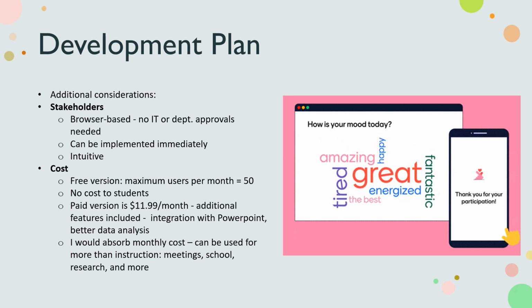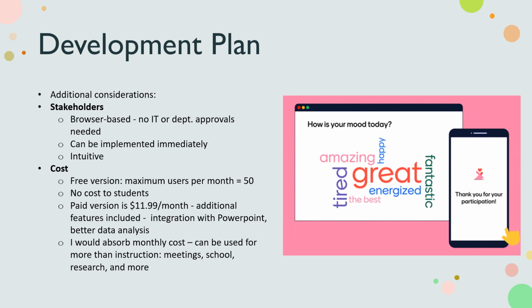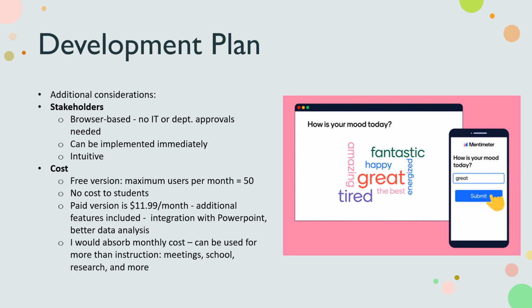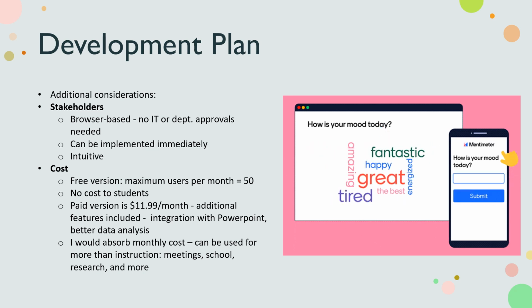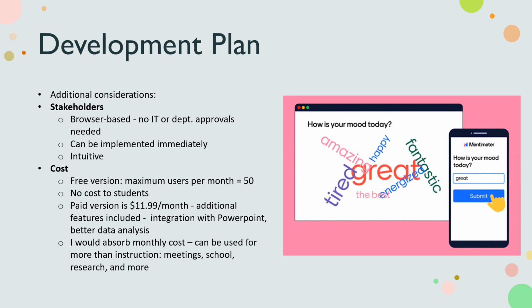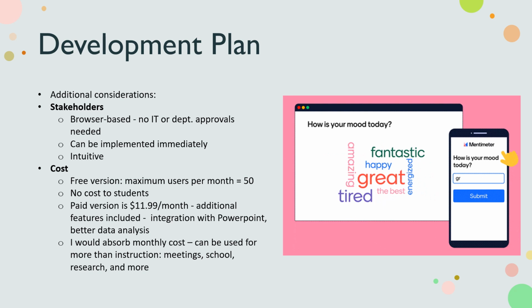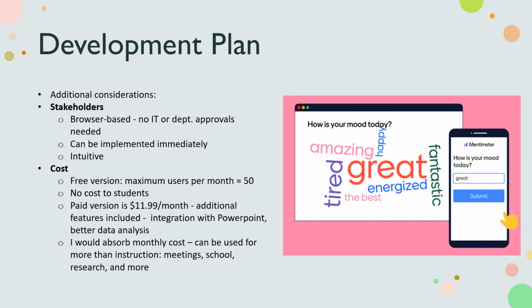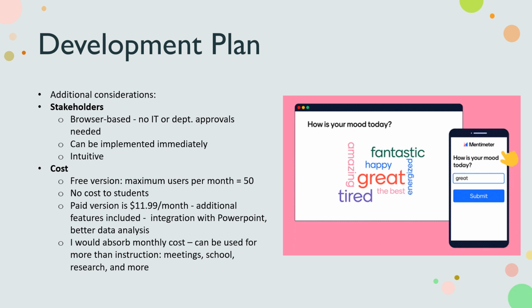But if I were going to expand this to other sections of the class, if hopefully future sections will include more students, or if I want to use this for other courses, or for example, here in my studies at Northern or in meetings, I would strongly consider subscribing to the paid version, which is $11.99 a month. Notably, there are additional features with the paid version.